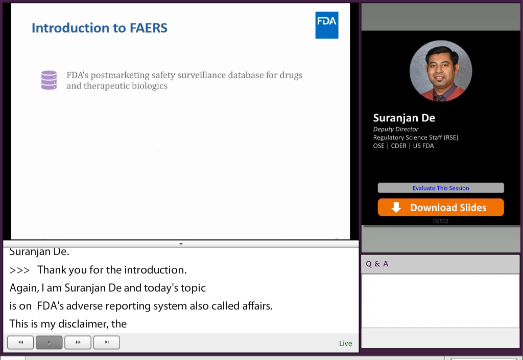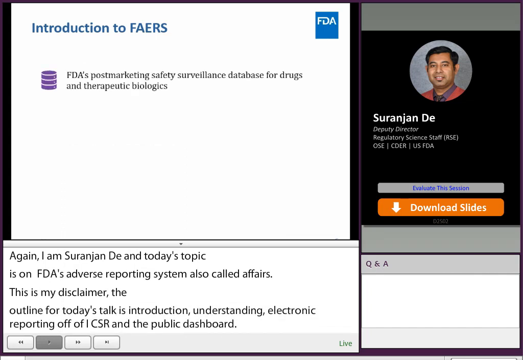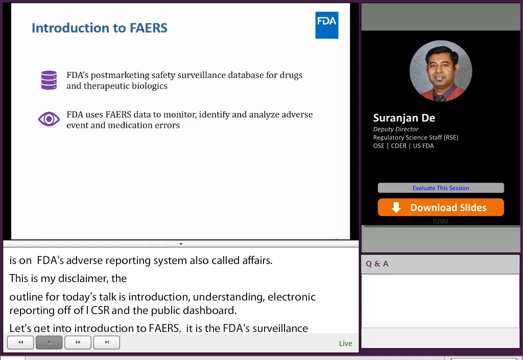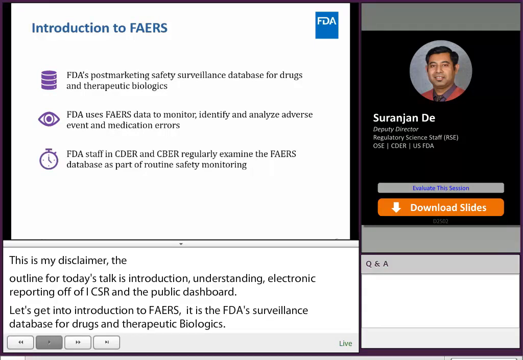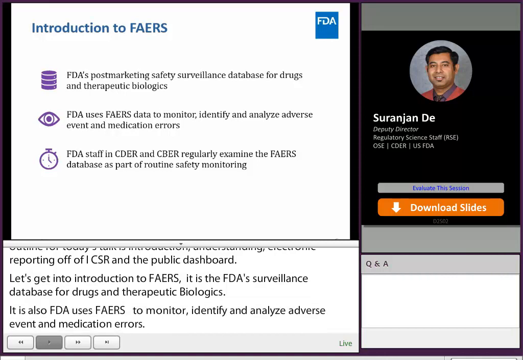FAERS is FDA's post-marketing safety surveillance database for drugs and therapeutic biologics. FDA uses FAERS to monitor, identify, and analyze adverse events and medication errors. FDA staff in both CDER and CBER regularly use FAERS as part of their routine safety monitoring, and any signals identified from FAERS data are further evaluated.